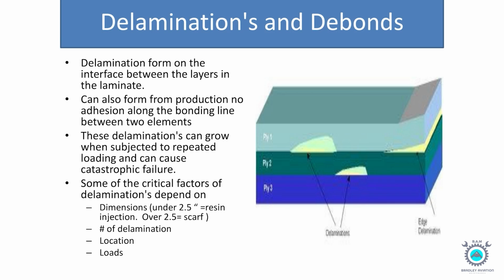Delaminations and debonds. Delaminations form on the interface between the layers in the laminate. They can also form from production, with no adhesion along the bonding line between two elements. These delaminations can grow when subjected to repeated loading and can cause catastrophic failure. Some of the critical factors of delaminations depend on dimensions: under 2.5 equals resin injection, over 2.5 equals scarf, of delamination, location, loads.